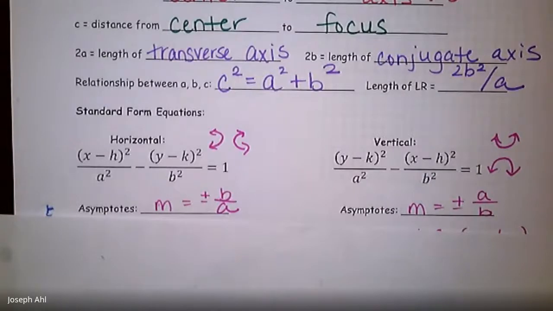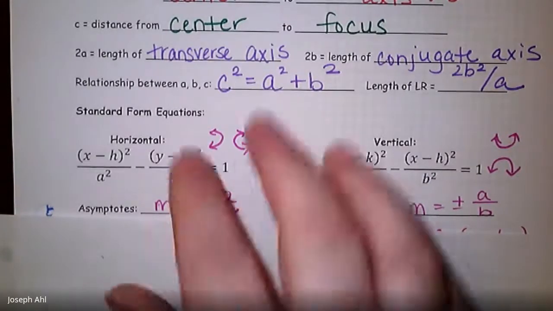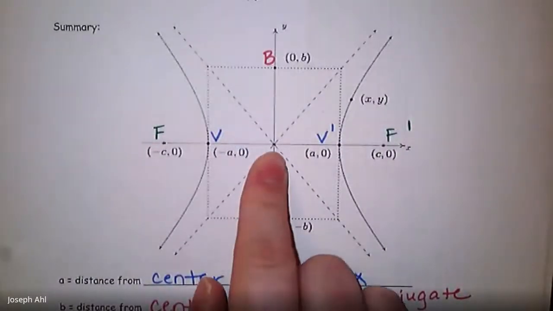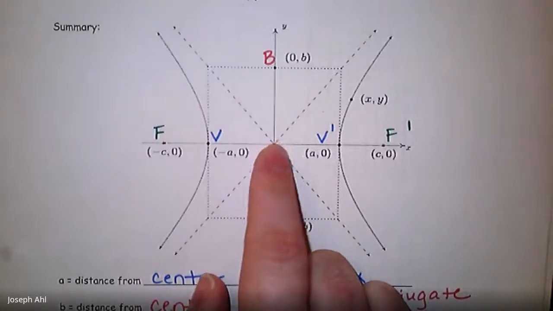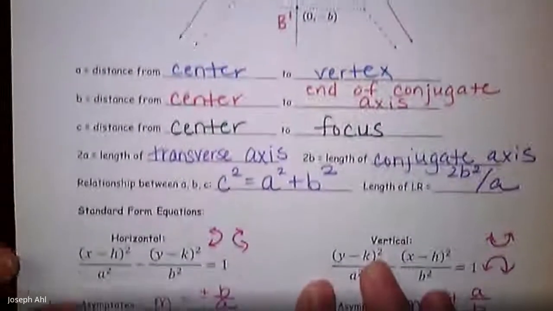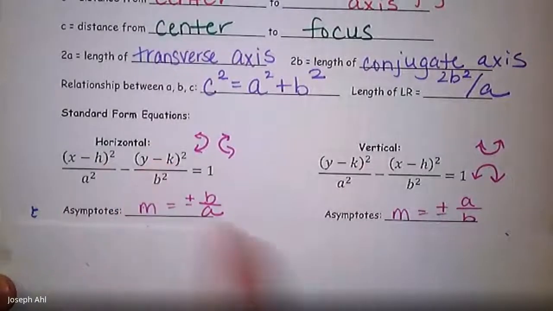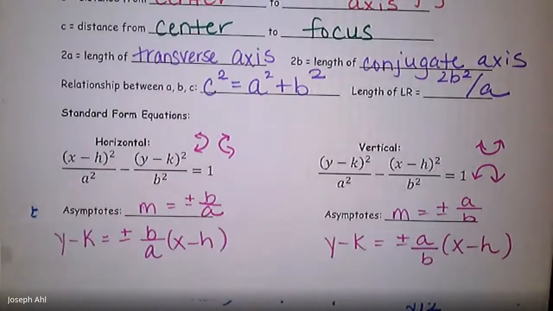Now, I'm not just going to ask you for the slopes of the asymptotes, I'm going to ask you for the equations of these lines. So if we know the slope and we know what point they go through, because by the way, they have to go through the center of the hyperbola, the center (h, k), here's what those equations are going to look like.